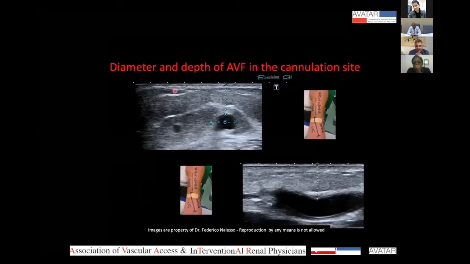Other important elements are the diameter of the vessel and the depth with respect to the skin. These are important elements for the cannulation and to provide indication for the cannulation of difficult vascular access.